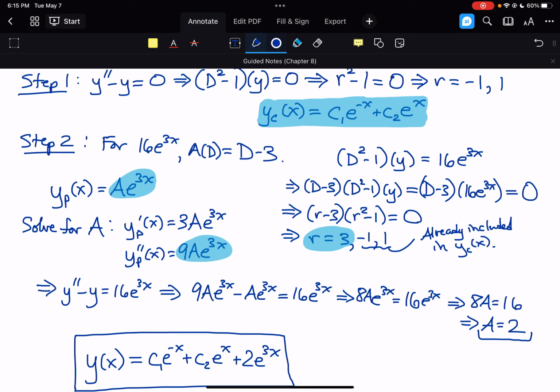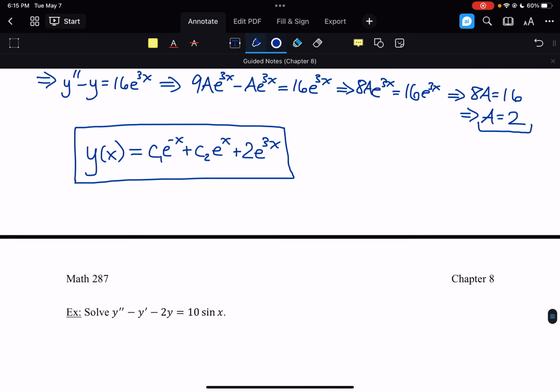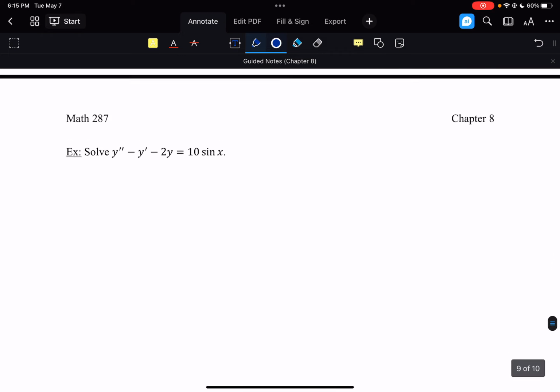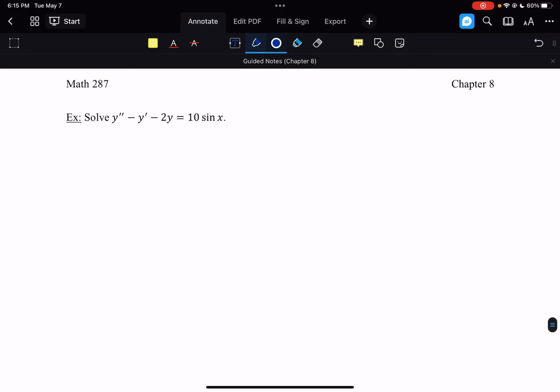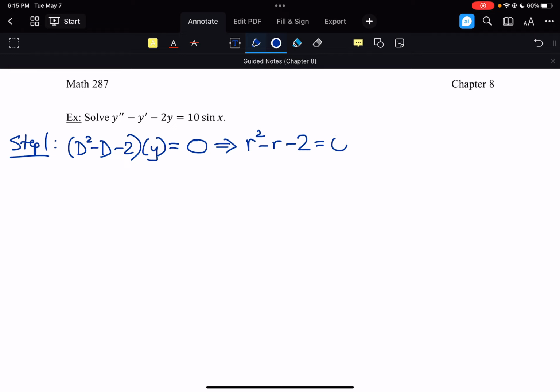So let's take a look at, we're going to do a couple more examples here. Solve y double prime minus y prime minus 2y equals 10 sine of x. So we'll start with step 1. So we have d squared minus d minus 2 all applied to y equals 0. Because again, in step 1, we solve that corresponding homogeneous system first. So by converting this into the auxiliary equation, we get r squared minus r minus 2 equals 0.